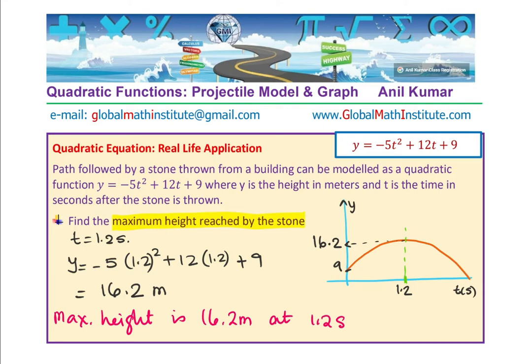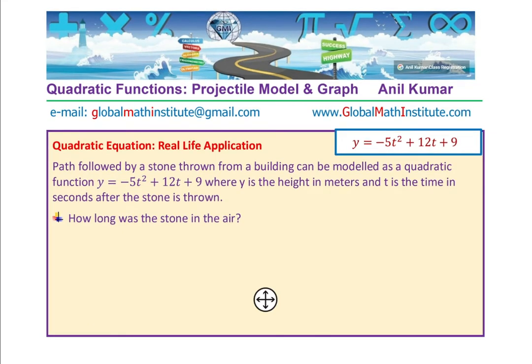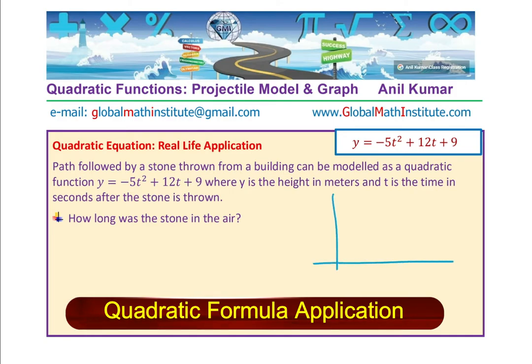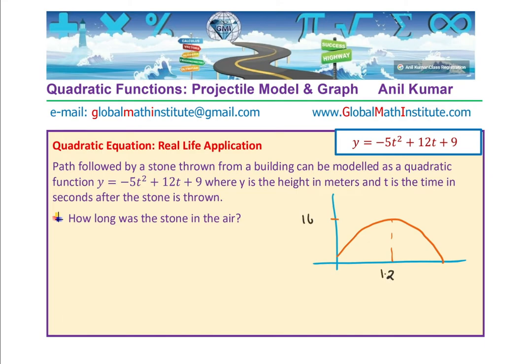Let's answer the next question, which is, how long was the stone in the air? Now, what does that mean? Well, let's look into the situation. Stone is thrown from the height of 9 meters. It reaches a maximum height at t equals to 1.2 seconds. And the height is 16.2 meters.